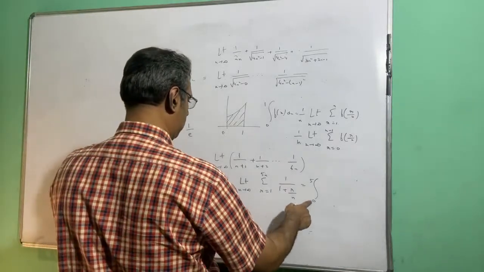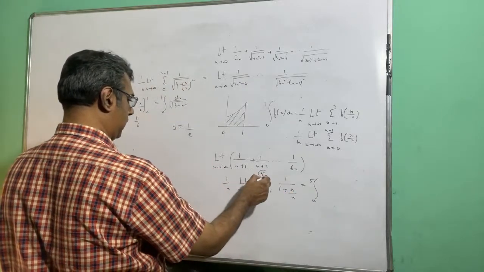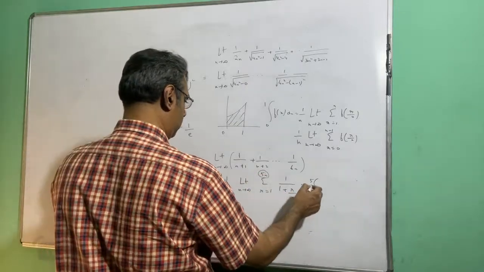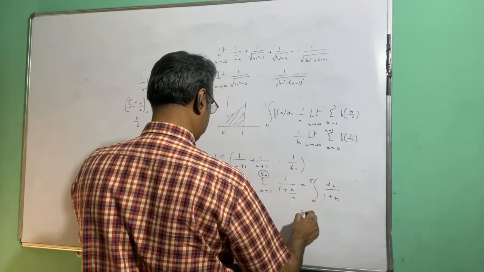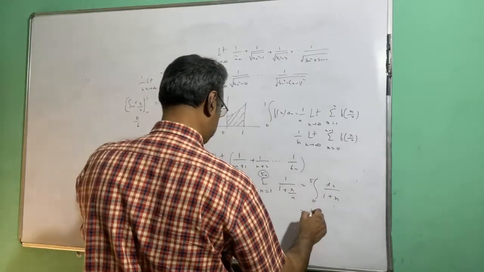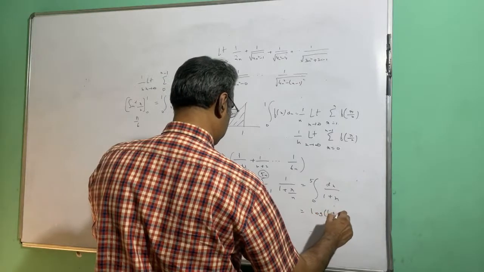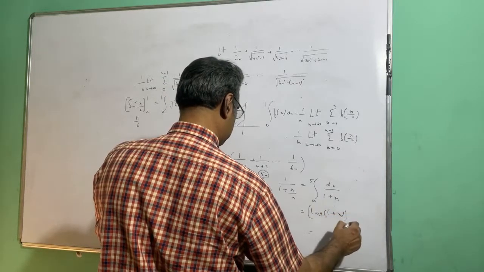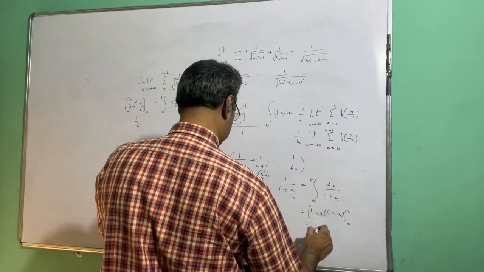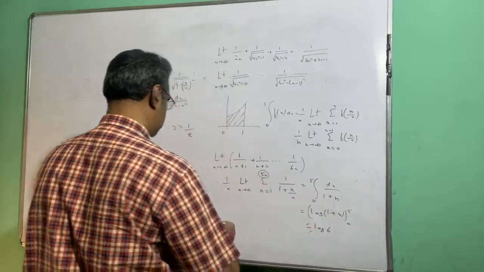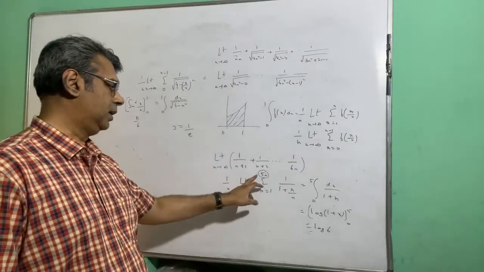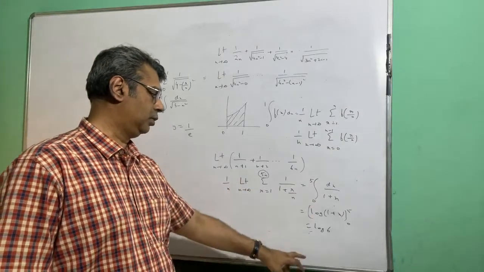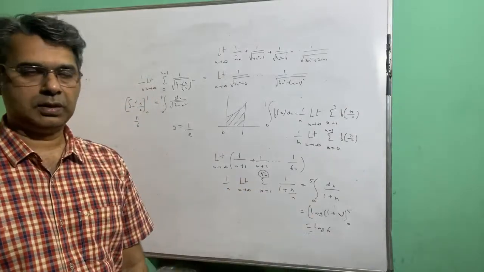So instead of 0 to 1, because it is 5 times of n, it will be 0 to 5. So this is log 1 plus x from 0 to 5. So the answer will be log 6. Because the limit is not n, it is 5n, so the integral will be 0 to 5 and the answer will be log 6.